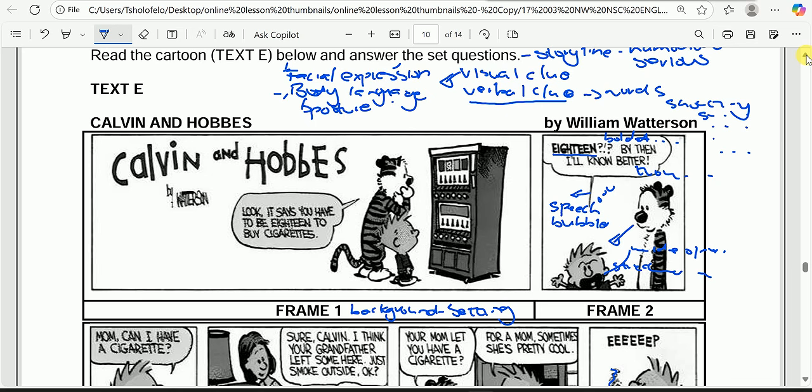From the visual, his arms are stretched out, his mouth is wide open, he has a frown, the forehead is frowned, right? That will be the visual. And then for verbal, the word 18 is bolded, not words, the word 18. It is bolded with an exclamation mark and a question mark.